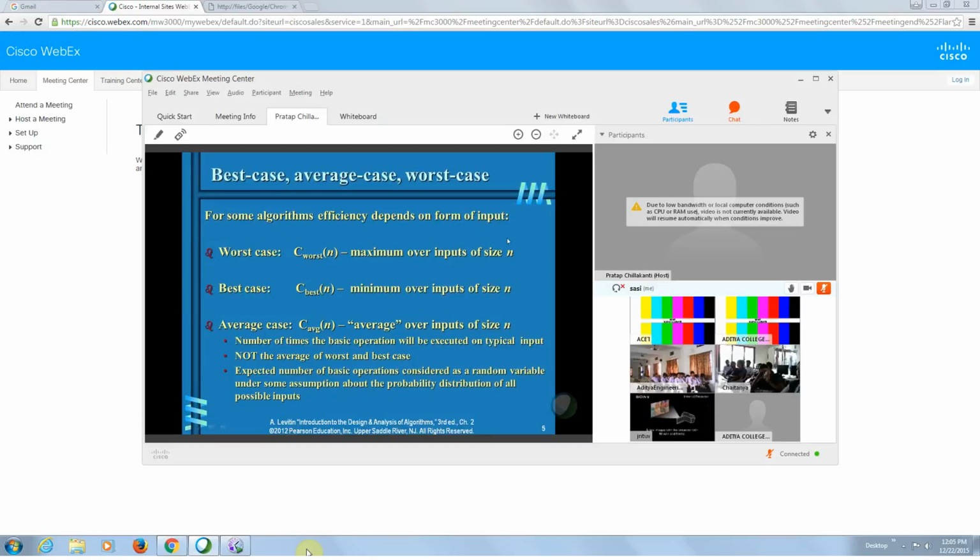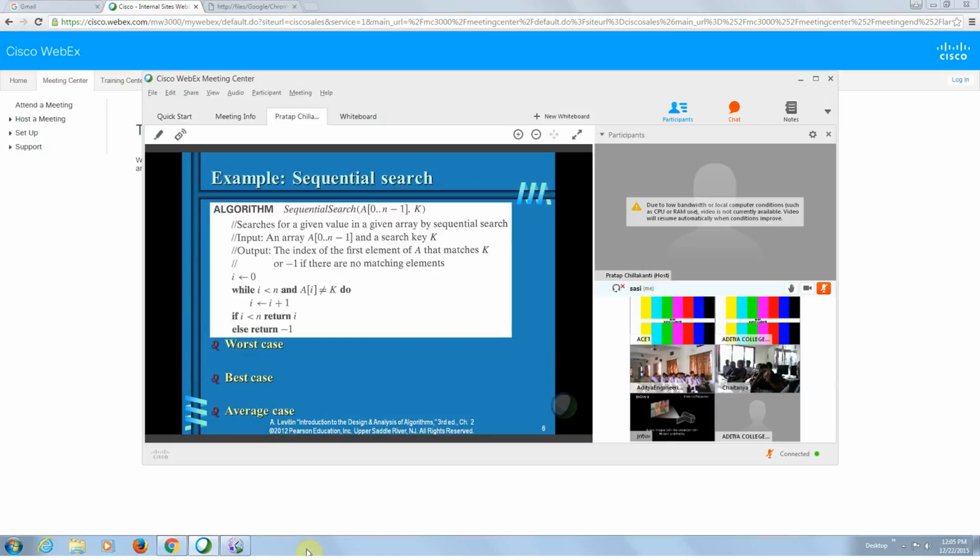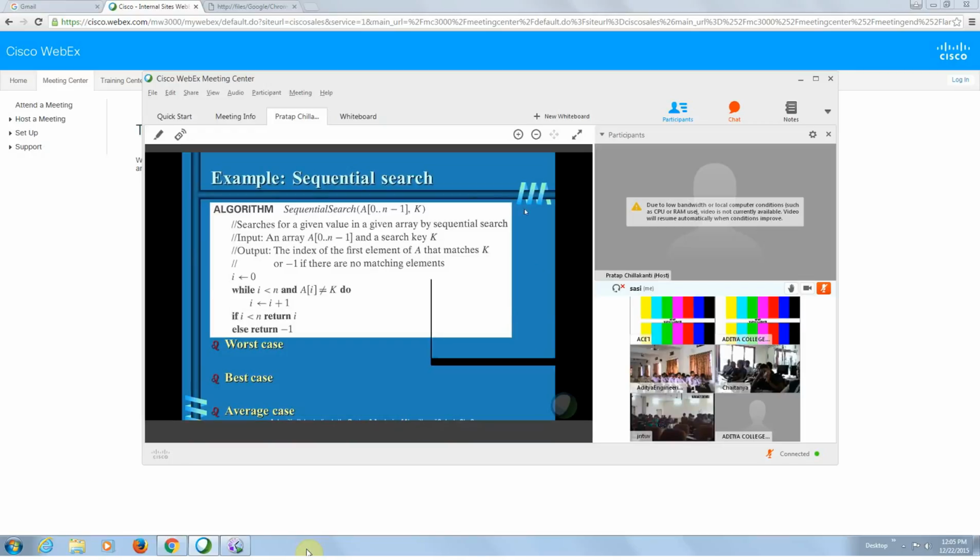Let me continue. Here is a sequential search. Wow, now we are getting into interesting stuff, right? I get super excited about these things. So what are we doing here? You are running an algorithm, searching for a given value in a given array by a sequential search. You have indices 0 to n minus 1, that is an n-element array, and you're searching for a value k.